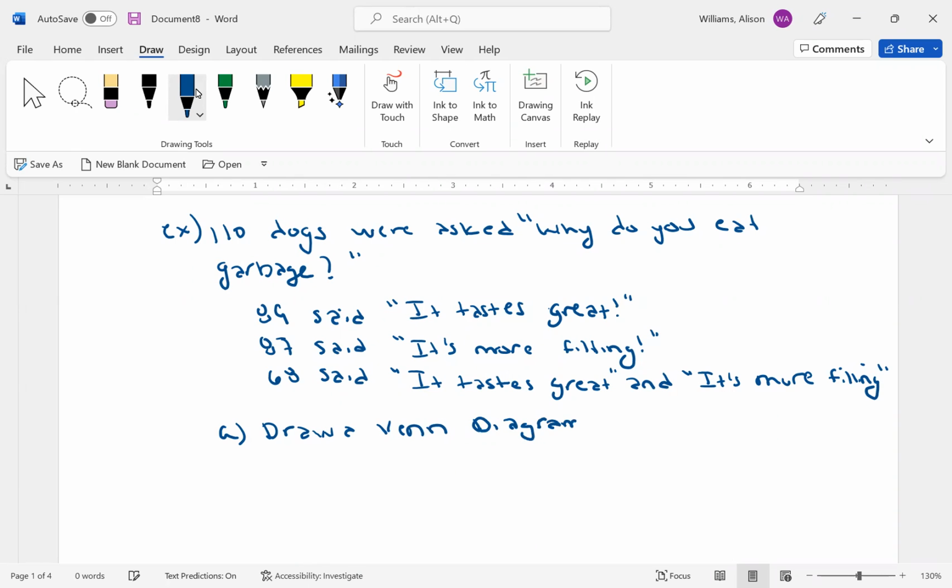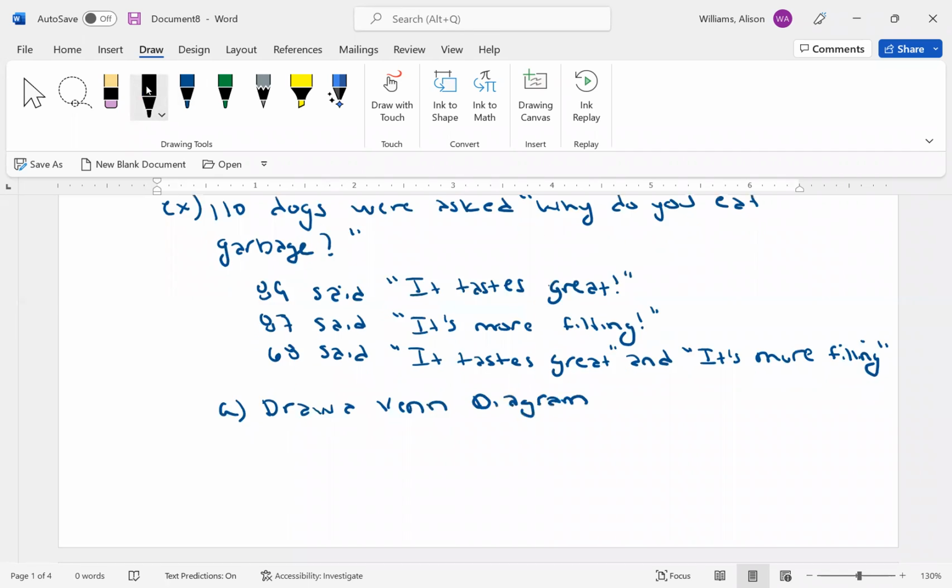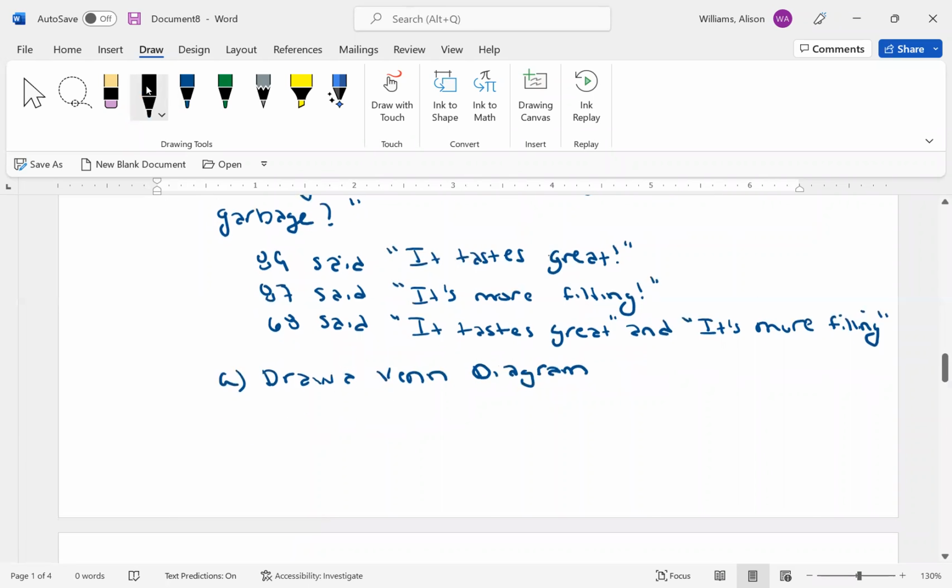So this time, the universe is the 110 dogs that were questioned, okay? And what we really have are two main responses. It tastes great, or it's more filling. Now, it's possible that there might be additional responses, but these were the most common responses, so we want to include that in our Venn diagram.